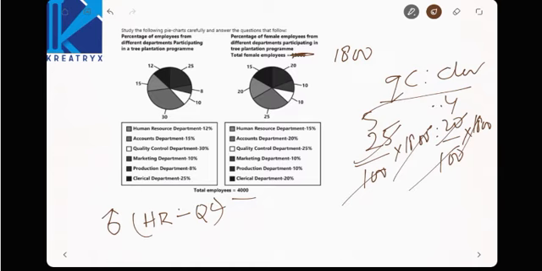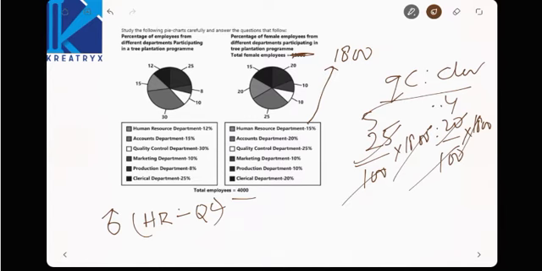Now see here, in the HR department 15% employees are female, it seems. Observe here, 15% of 1800 is how much? Can you get the value? 10% is 180, 5% is 90. 180 plus 90 will lead you to how much?